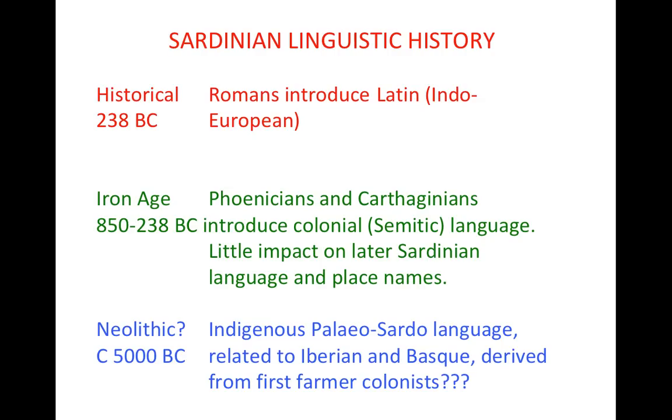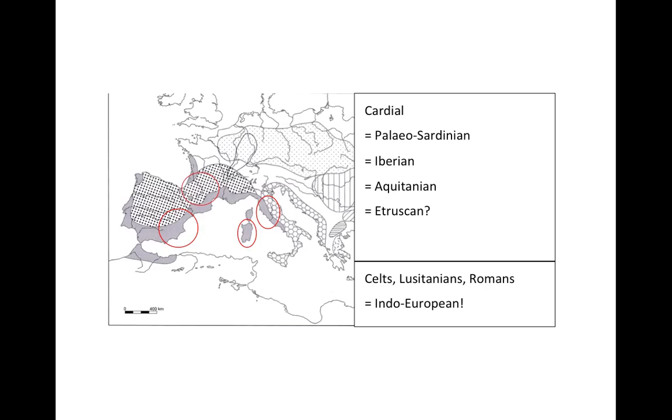And the general theory proposed is that as Sardinia did not really have any Mesolithic population before farming, it was settled, it was filled by farmers, and the so-called non-Indo-European elements that we're finding are relics of the original farming language that spread from the Near East across the Mediterranean. So, in this area, associated with the cardial culture, we have a series of non-Indo-European languages, and it's then argued that the Indo-European languages come later, such as Celtic or, in Portugal, Lusitanian.